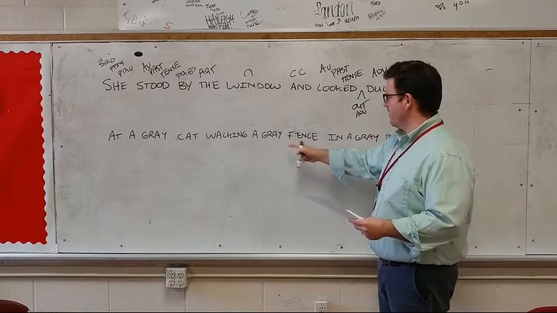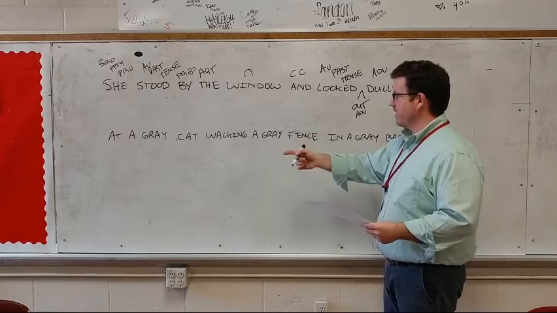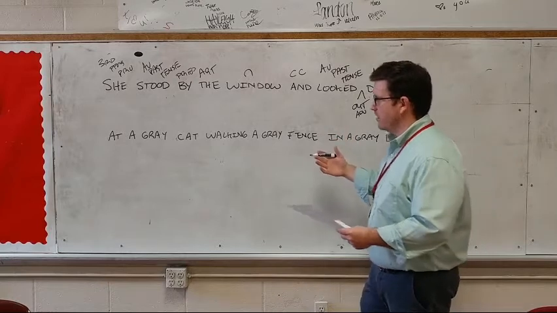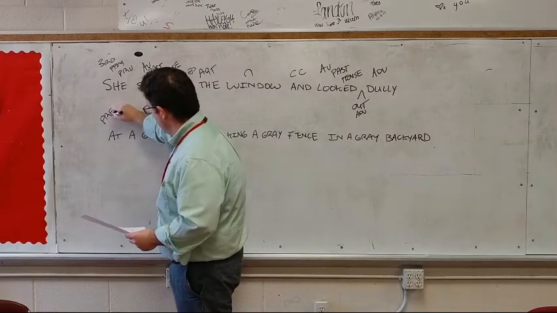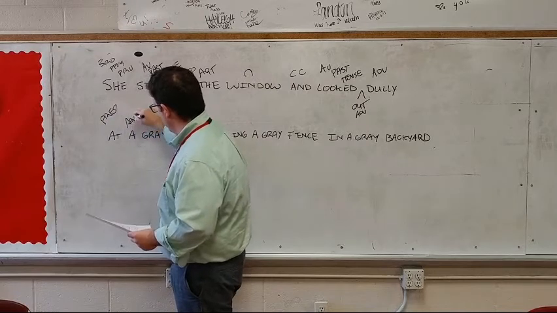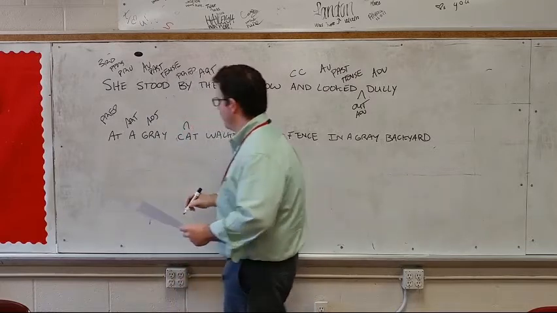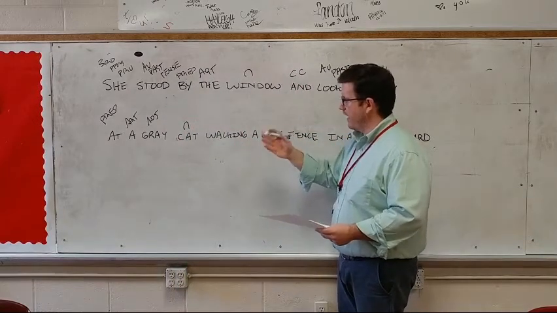Okay, so I've got to do these down here. And hopefully we'll notice a pattern here. I've got at a gray cat, walking a gray fence, in a gray backyard. So I'm going to obviously have some repetition here. At is going to be a preposition. I've got article, and then I've got adjective, and then I've got noun. So at is my preposition, a is an article, adjective for gray, and cat is a noun.